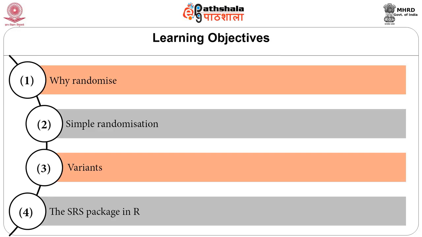We shall look at some variants considering the cases where patients arrive in a sequential manner and also methods which guard better against accidental bias. Finally, we shall look at the SRS package in R which provides a means for minimization based randomized allocation.